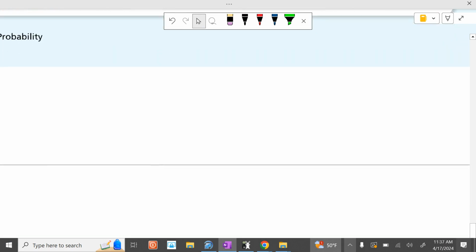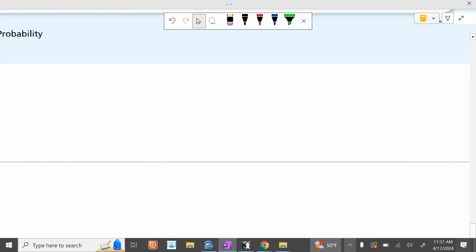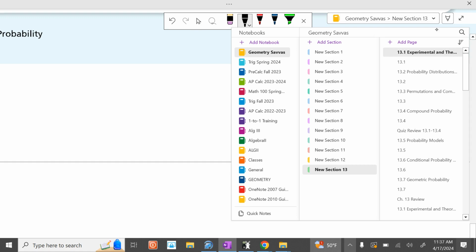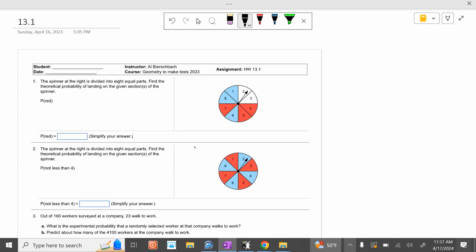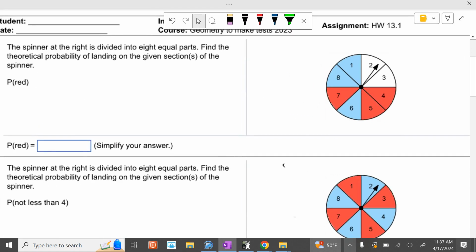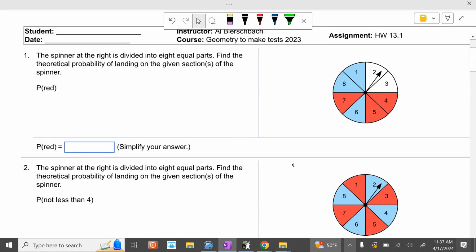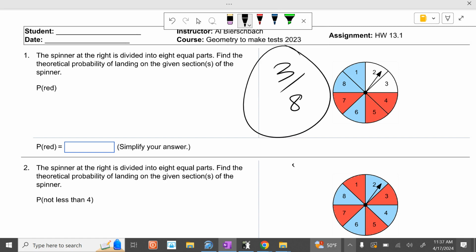So let us now jump to this and look at some of the homework problems you'll see. All right, in this top one, how many red squares, or red shapes, do you see? 3. How many total shapes are there? Probability of red is 3 out of 8.